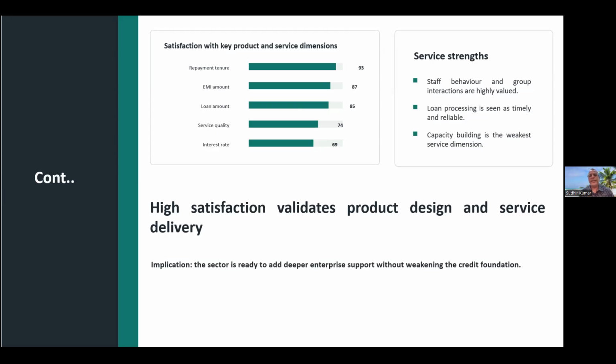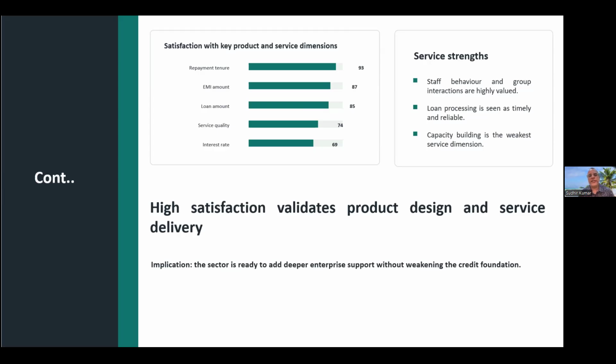But largely they are fine. Repayment tenure, EMIs, loan amount, service quality, and interest rate are largely okay. In the bell curve, they are on the good side. So it validates that the product design and service delivery are both good in terms of what clients look at, specifically staff behavior and group interactions.